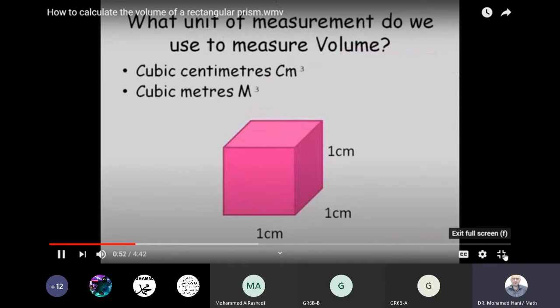Before we start, it's very important that we know what unit of measurement we use to measure volume. When measuring volume, we use cubic centimetres or cubic metres.